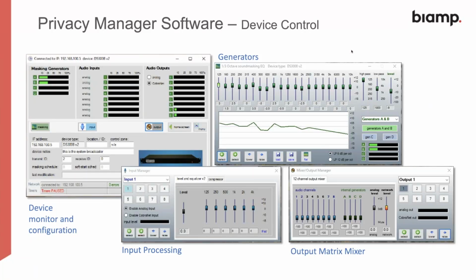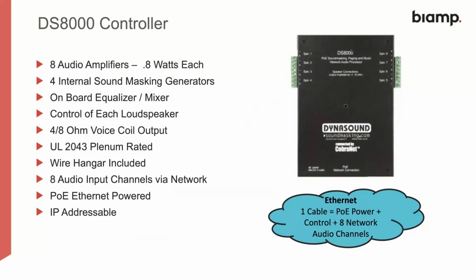We have availability for input processing control, the output matrix mixer, the internal generators, and the device monitoring and configuration. These are all very important when it comes to setting up the system. So the DS8000 controller has 8 audio amplifiers built in, which are then sent out via the Phoenix connectors, which you can see on the side of the unit. It's got 4 onboard sound masking generators with onboard EQ and a mixer, and we've got individual control for each of the loudspeakers. We've got 4 or 8 ohm voice coil output, and it is actually UL 2043 plenum rated. So again, this is a product which is going to go into the plenum area. We've got 8 audio input channels via the network, and we've got PoE Ethernet power ability as well, and the unit is IP addressable.